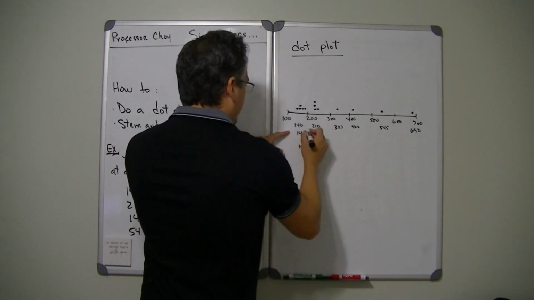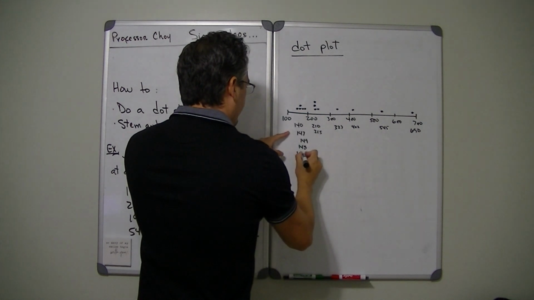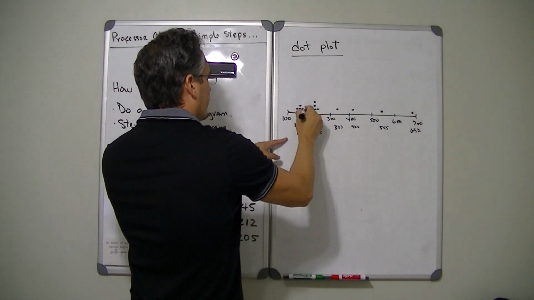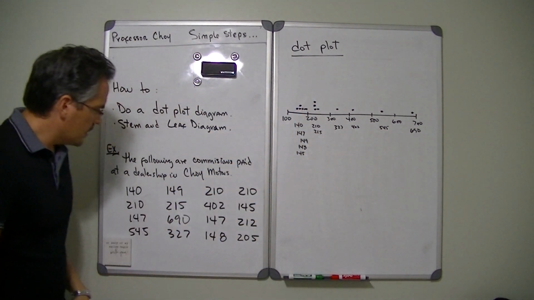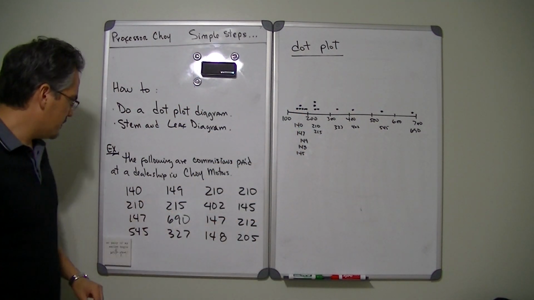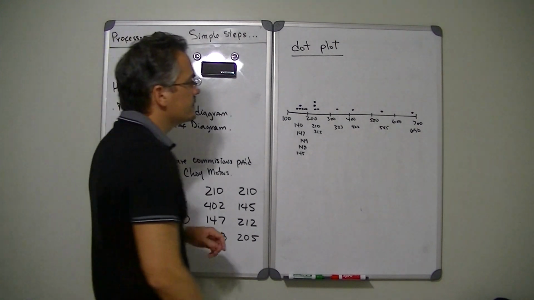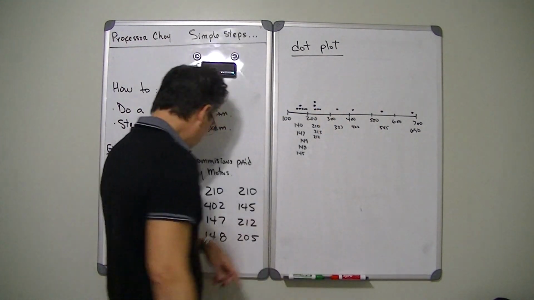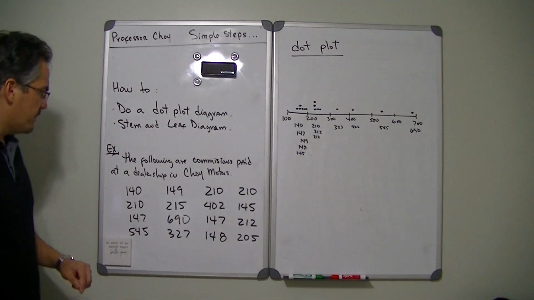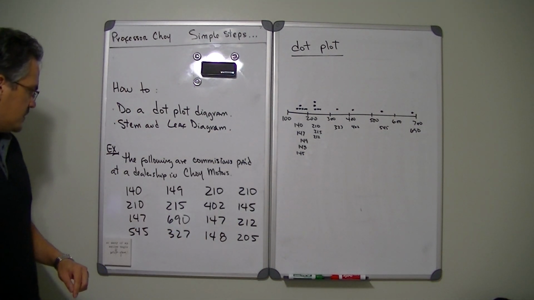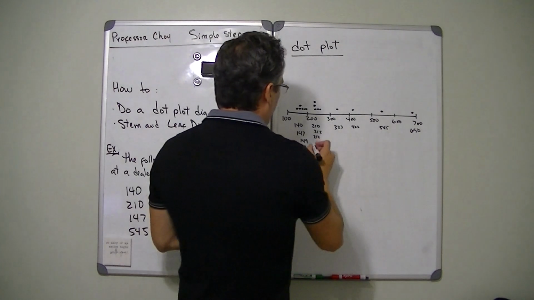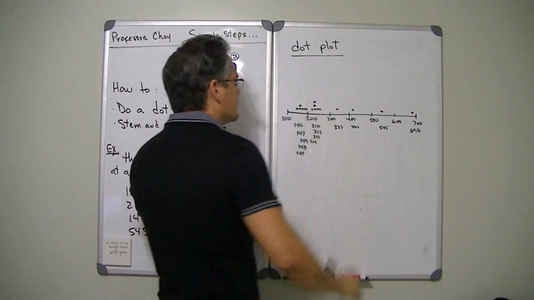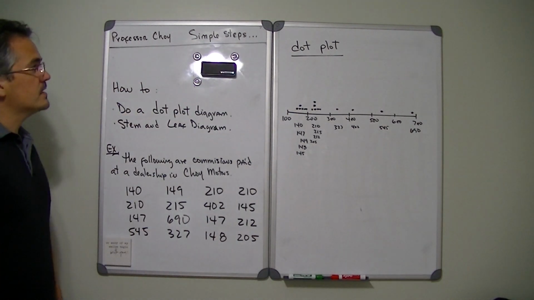We got 145. We don't have 145 here. Oh Lord, it doesn't fit. Okay, so we got to put another dot, one for each. Then we got 212, which again we don't have here. And we got a 205, which is also not repeated. Will be somewhere on here. All right, and that's what a dot plot is.